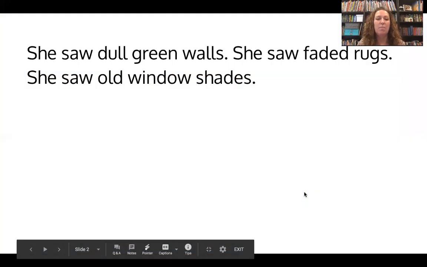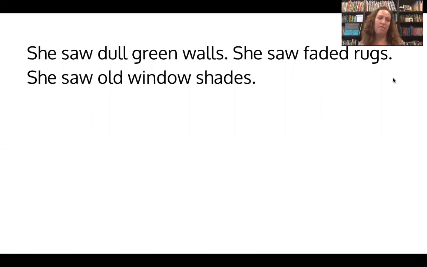Let me tell you a little bit more about that. So here, what if she wrote it like this? She saw dull green walls. She saw faded rugs. She saw old window shades. Do you hear how repetitive that is? It starts the same way every single time with she saw, she saw, she saw.